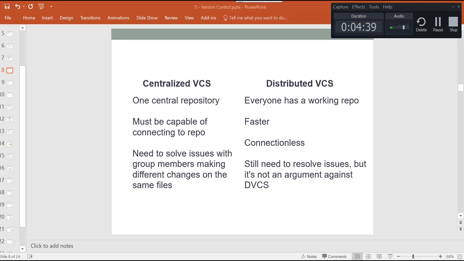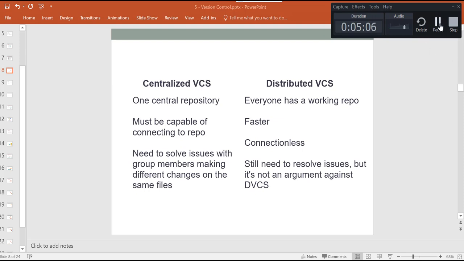With distributed, everyone has a working copy of the code. It's faster because right on your laptop you have all the code. You're not going up to that central repository to get stuff because you have it all. You could work even if your connection was down, if you weren't connected to the network. You'd still be able to do it. You do have this issue about two people changing the file at the same time. So that also has to be resolved, but that's not a reason not to go with distributed.